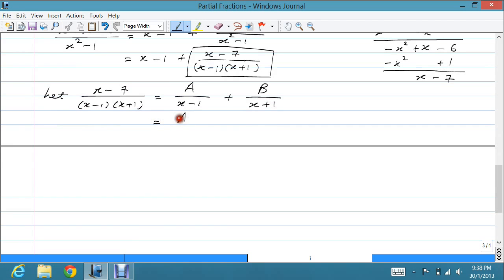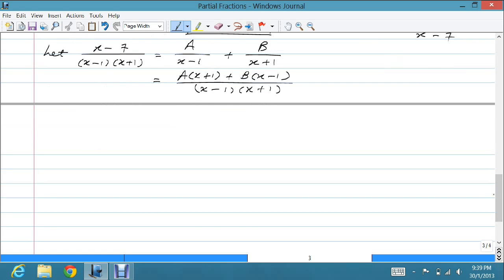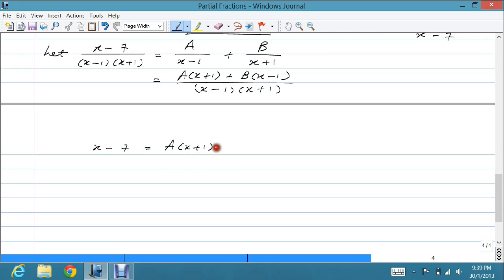Again, I try to express the right hand side as a single fraction. Since this is an identity, the numerators are equal to one another. At this step, I choose to use substitution. So I let x equal negative 1. On the left hand side, negative 8 equals negative 2b. So this implies b equals 4.